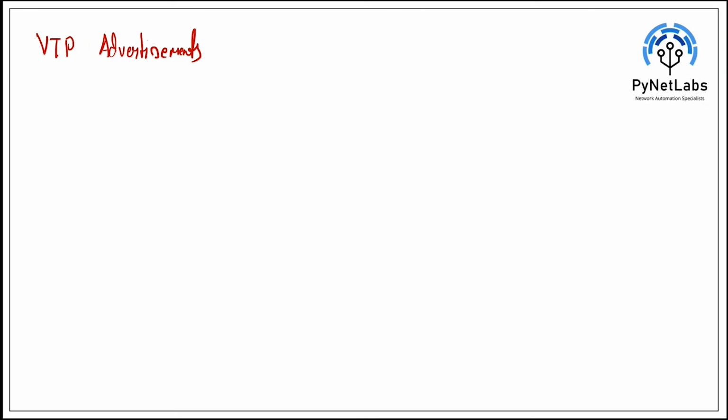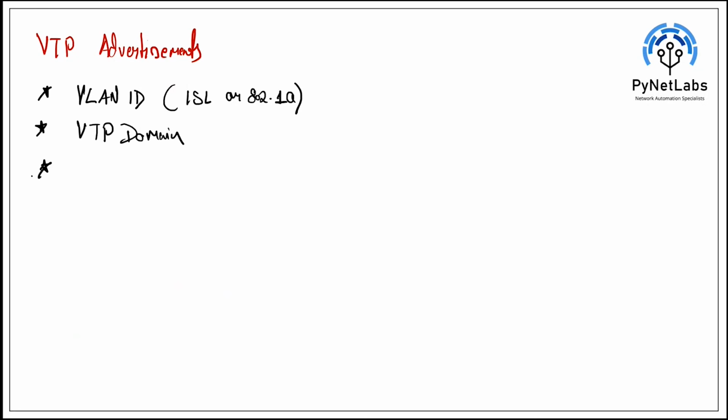So if you'll see what information these devices consist of. First of all, we have the VLAN IDs in these VTP advertisements, like the number of VLAN IDs, as well as the trunking encapsulations, ISL or 802.1Q. So what is the configuration number which is configured here? Then we have the VTP domain, the domain which you have created. After the VTP domain, we have the VTP configuration revision value, the VTP config revision.